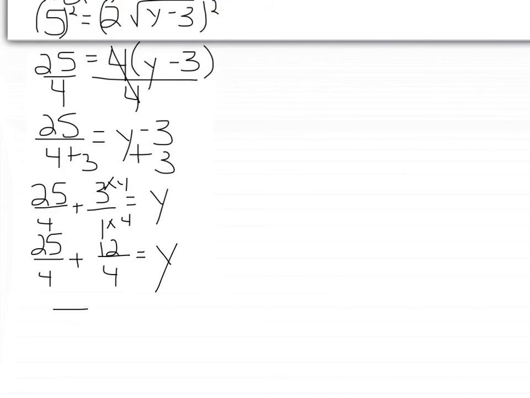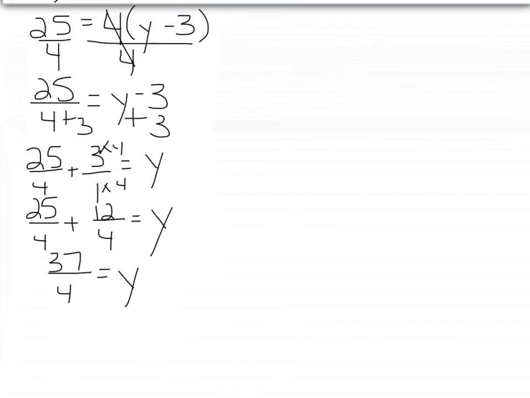You have a common denominator of 4. 25 plus 12 is 37. So y is 37 over 4. Now we need to take 37 over 4 and plug it into the original equation.